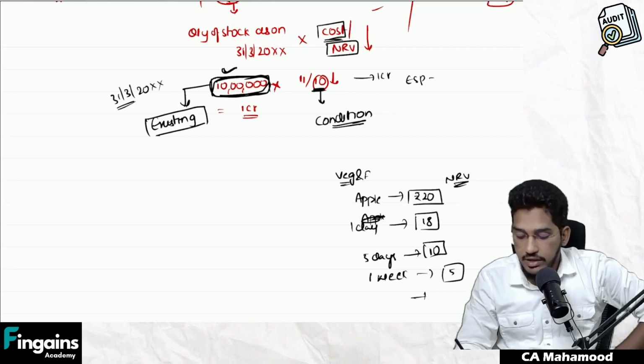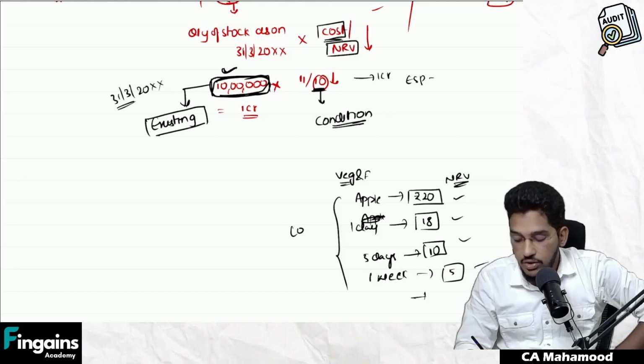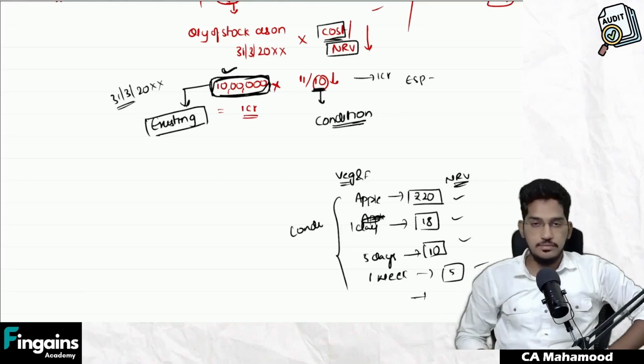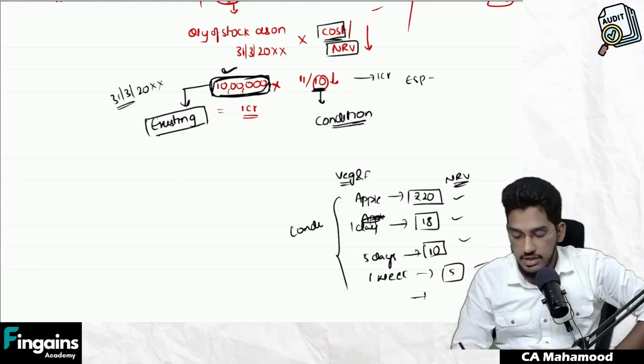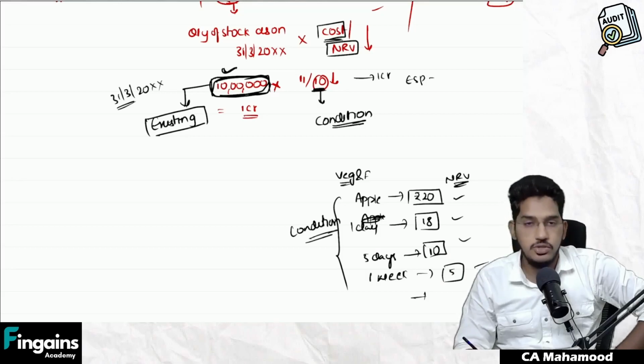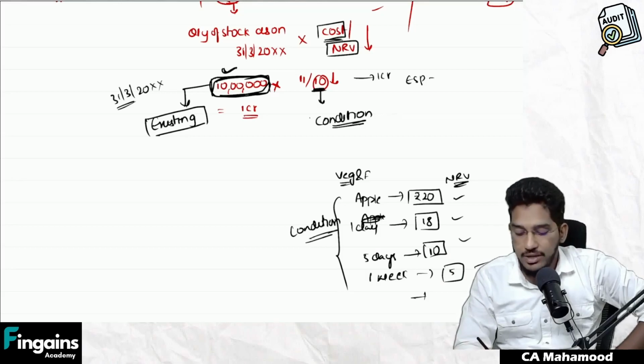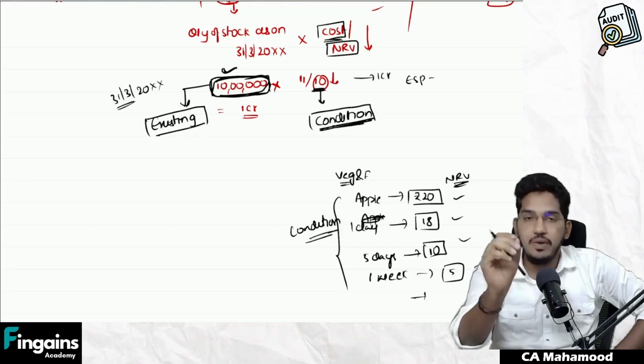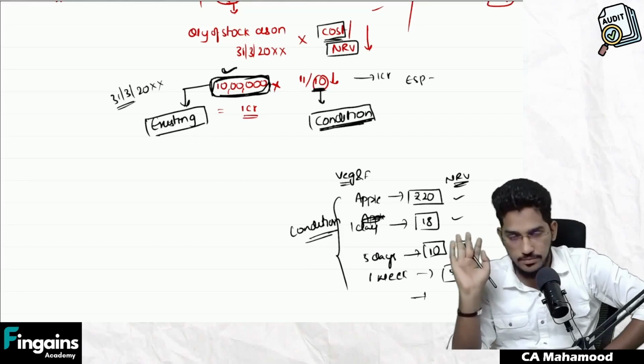NRV. And if you see here, according to what is NRV changing? NRV is changing according to the condition of the stock. So if you obtain audit evidence that the condition of the stock is correct, then you can judge whether the NRV used in the valuation of the inventory is correct or not.